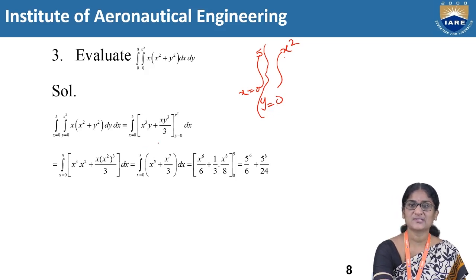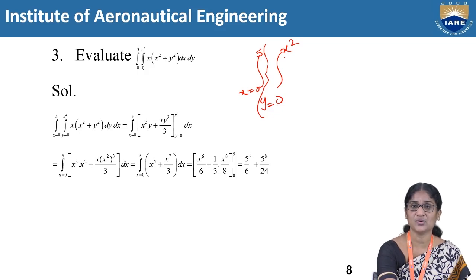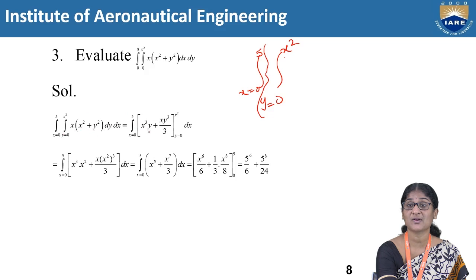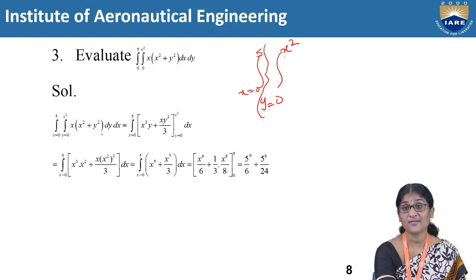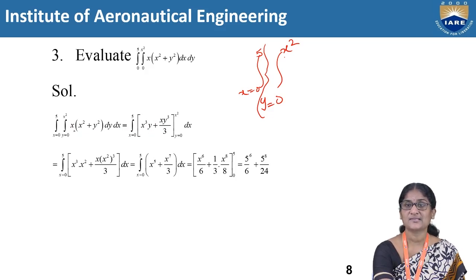Now x into x square plus y square is given. x into x square is x cube, plus x into y square. So x cube into the integral of dy, which is nothing but y, plus x into the integral of y square, that is y cube by 3. So the integral of y goes from 0 to x square, with dx.